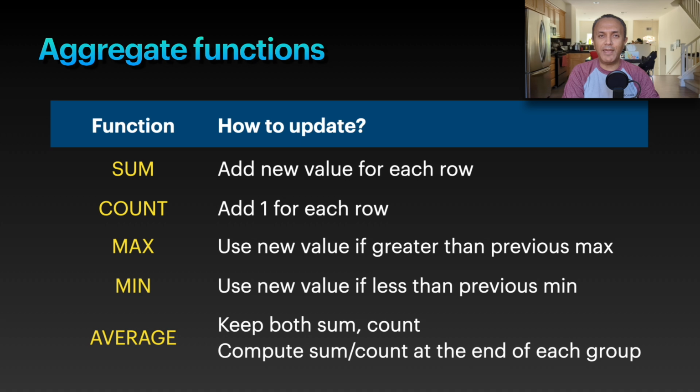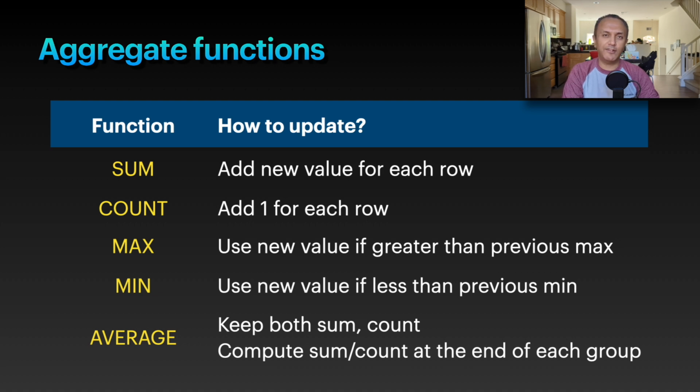If you're looking for a max, then you are maintaining the maximum value within the group. So every time you find a new value, compare that to the maximum that you have so far. If it's greater, then replace it or override it. If it's less, then leave the maximum as is. And of course, the opposite with minimum. Average is a little different because you need to maintain two pieces of information, not one.